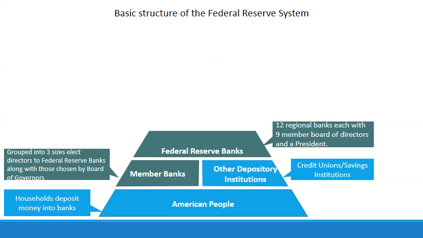Now the Federal Reserve banks do not loan money to these credit unions and savings institutions, so therefore they're not technically a part of the system itself, but in terms of the overall financial system within the United States, they are a part of that.